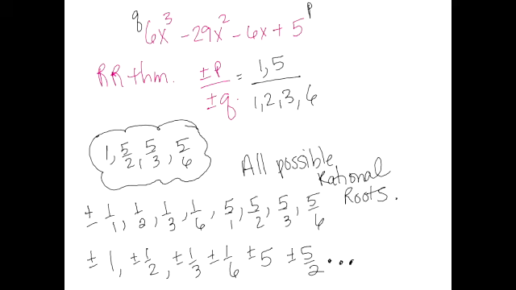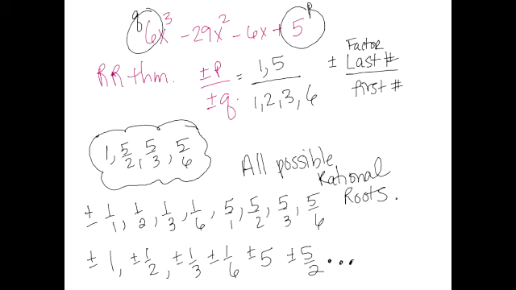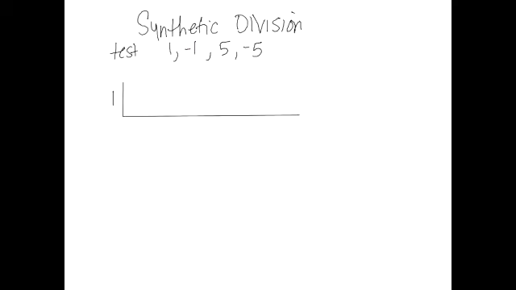P is always going to be the last number. Q is always going to be the first number. Okay. So it's always the last number, factors of the last number over the factors of the first number. Okay. That's always the way it's going to be. Plus and minus factors of the last number over factors of the first number. Now, how to set up synthetic division.